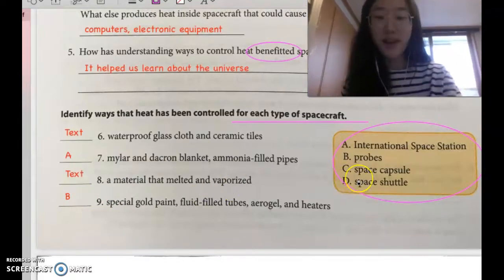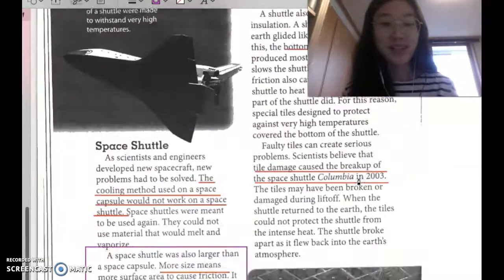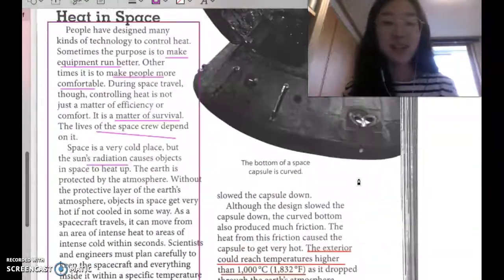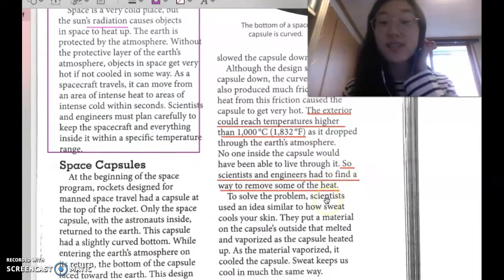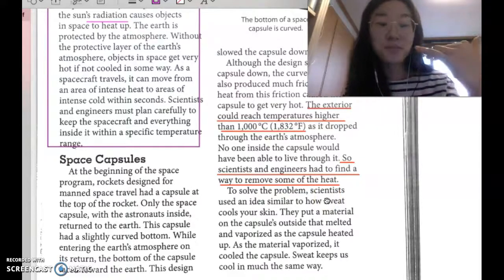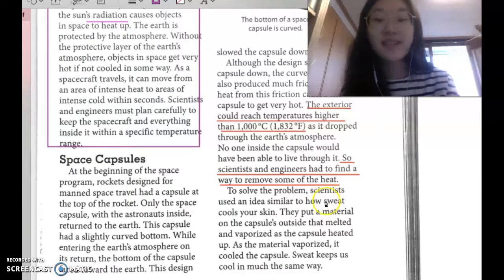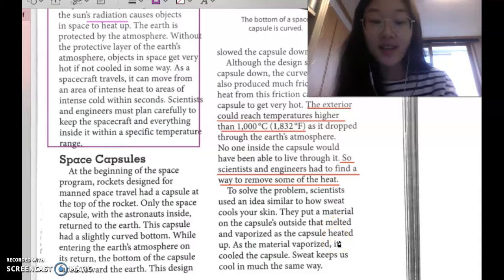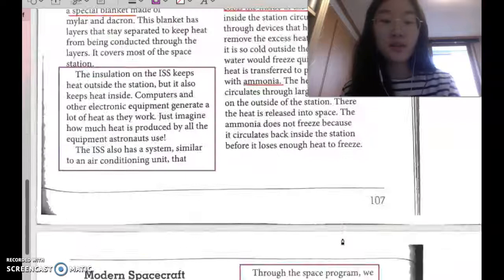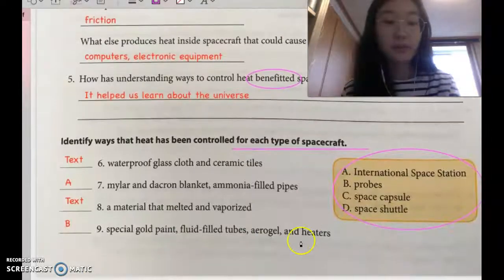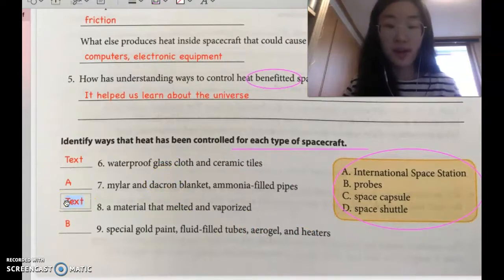All right, space capsules, those funny-looking triangle-looking guys. So this one was the one that's similar to sweating, right? It says, scientists use an idea similar to how sweat cools your skin. They put a material on the capsule's outside that melted and vaporized as the capsule heated up. Okay, so we got that for space capsule: material that melted and vaporized.